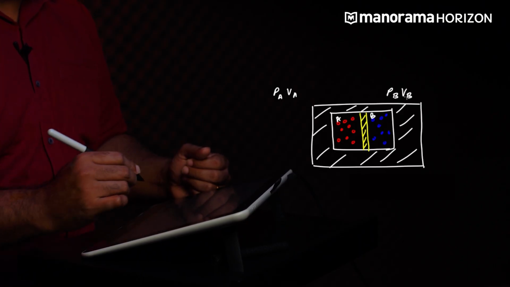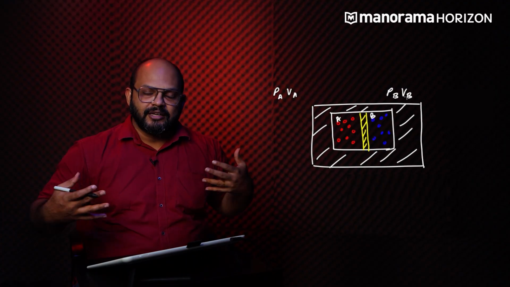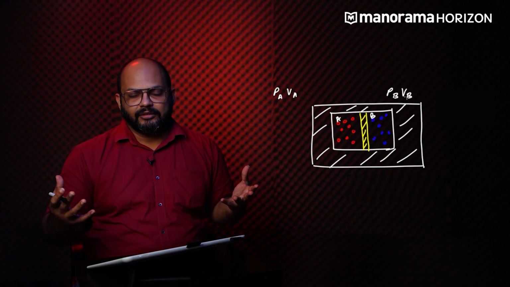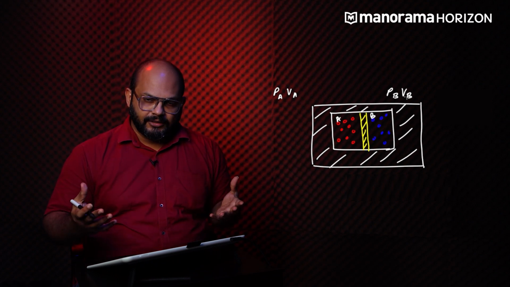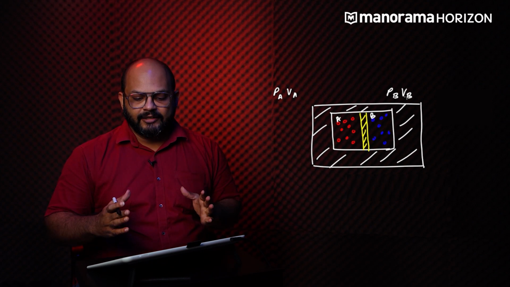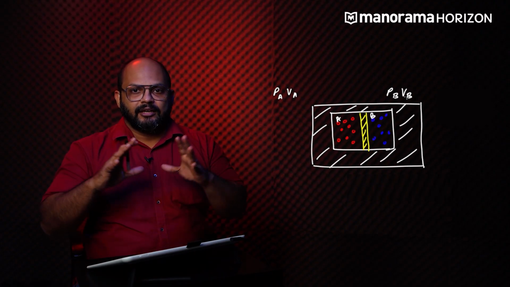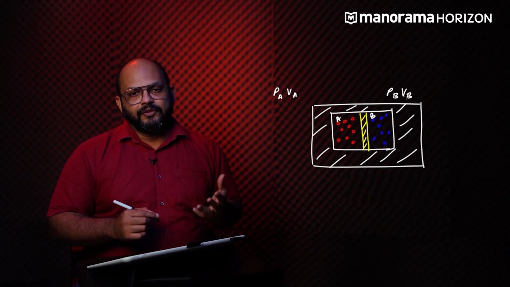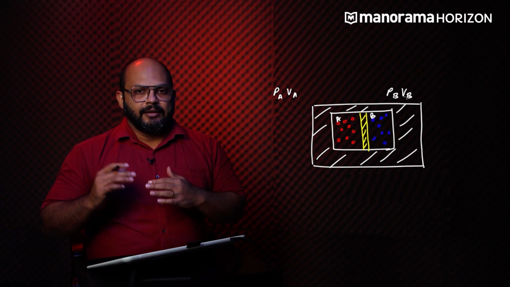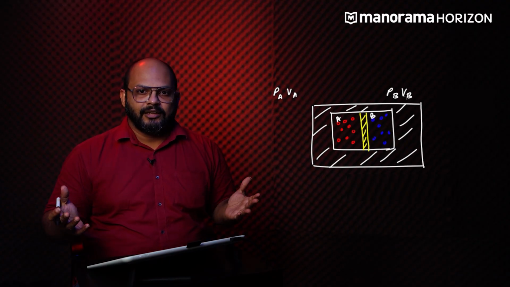The partition between them, which is preventing these gases from physically mixing, can be of two types. If it is an adiabatic partition, it means that no heat energy or matter can travel from one gas to the other. They are completely isolated from each other. So in that case, even though PA, VA, PB and VB may be different, they can have a wide range of values.